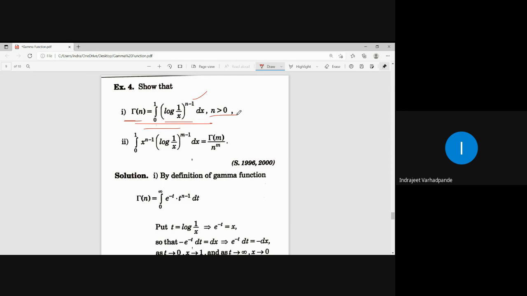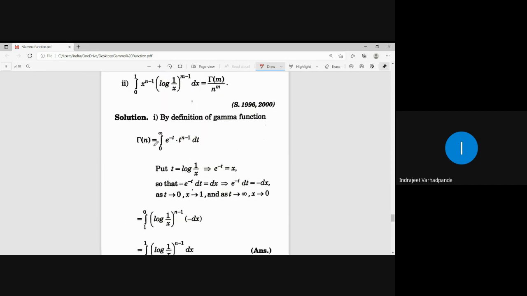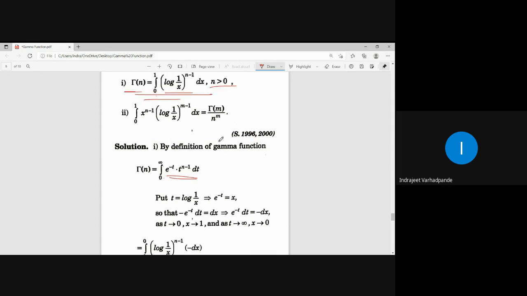As per the definition of gamma function, gamma n will be integral 0 to infinity e to the power minus t into t to the power n minus 1 dt. Intentionally, I have written down the definition in the form of variable t because the expected result has to be converted in the form of x. Otherwise, I would have written it as e to the power minus x into x to the power n minus 1. But purposely, I have taken it as t because I want the result in the form of x.